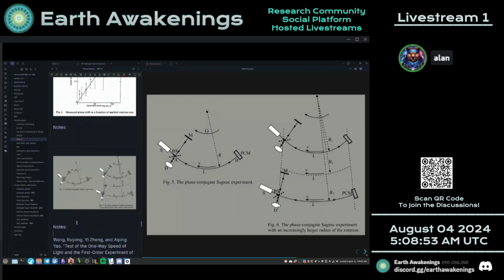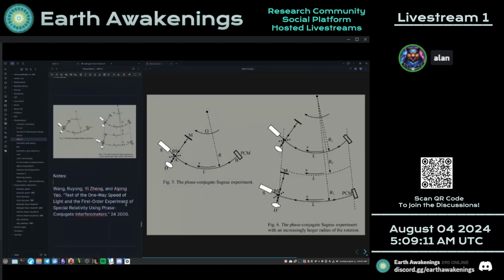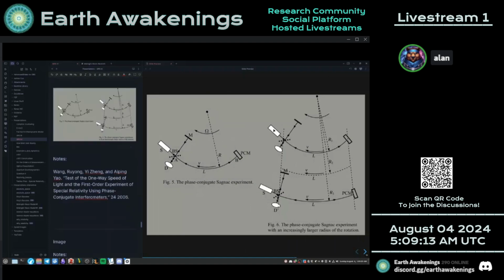And then a review from Ruyong Wang, he's showing, hey, do you guys know that if you extend this curved portion of the interferometer out continually, it'll eventually be a straight line, and therefore the one-way speed of light in a linear reference frame is being shown to not be in accordance with relativity theory. So that's a cool way to look at it.